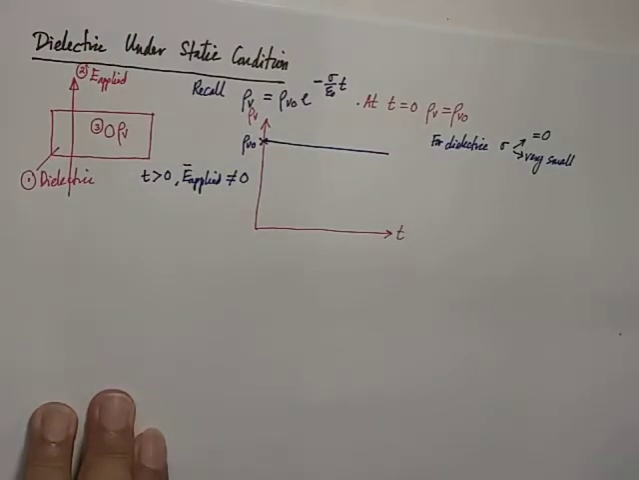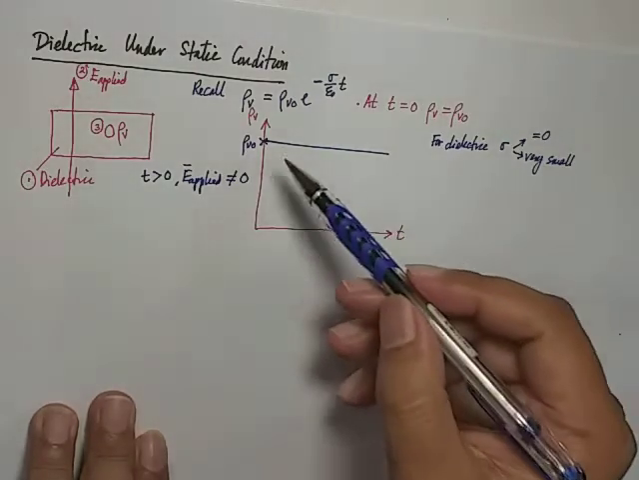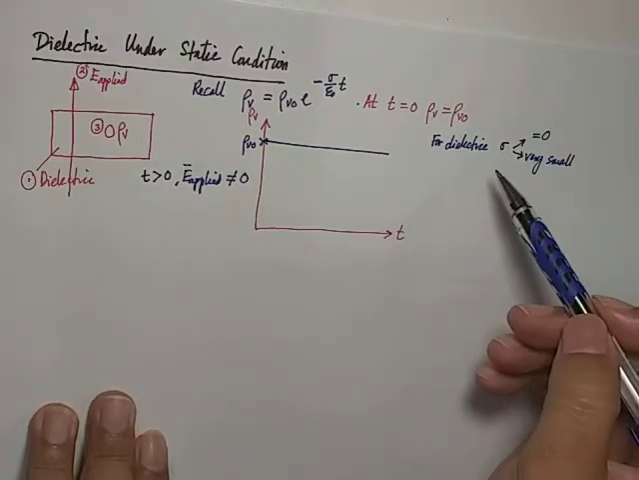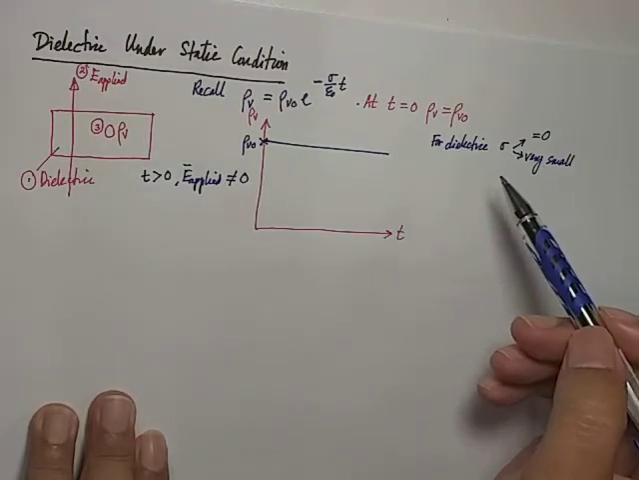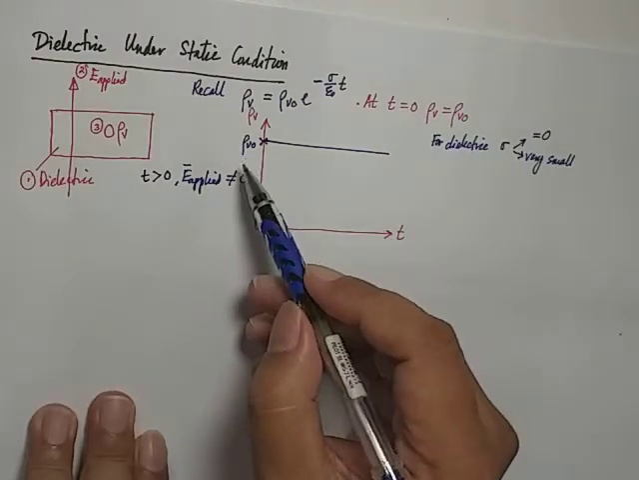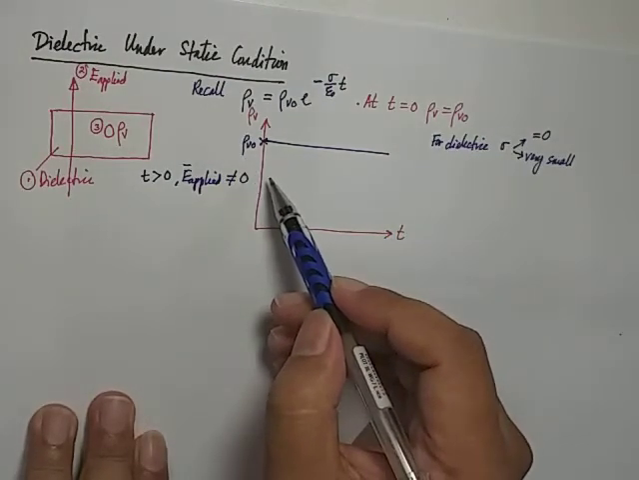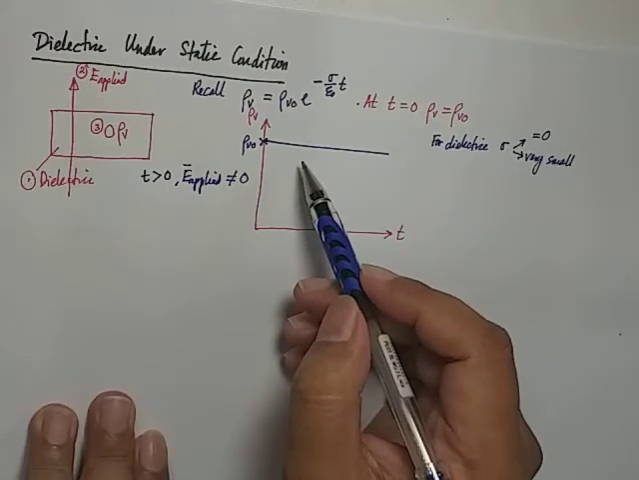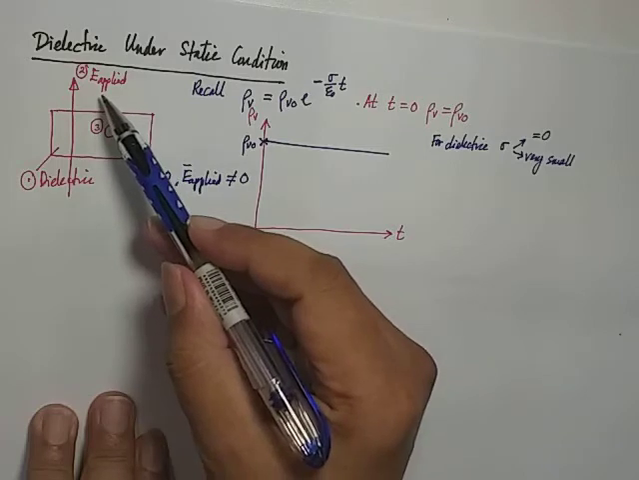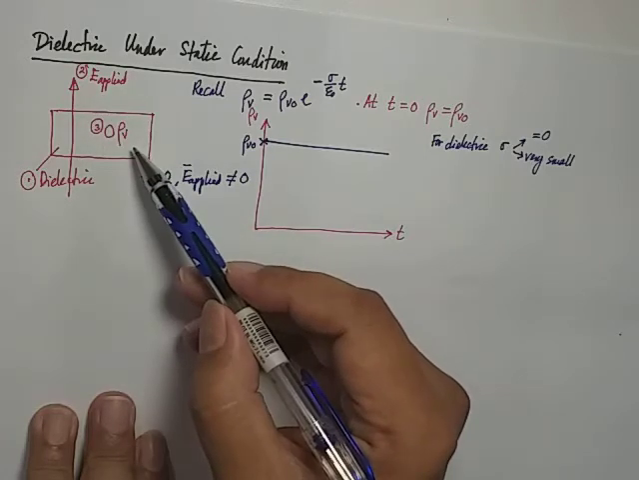Okay, so that's what happened for dielectric material, whereby in our conductor, the rho V immediately becomes 0 because the sigma value is very, very large. So we're going to assume in this case the rho V remains the same. It is not affected so much by the existence of the E applied to the dielectric material.